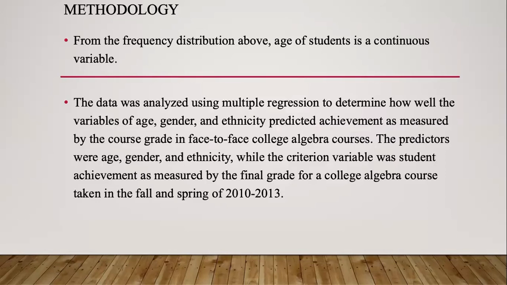The methodology used, from the frequency distribution above: age of students is a continuous variable. The data was analyzed using multiple regression to determine how well the variables of age, gender, and ethnicity predicted achievement as measured by the course grade in face-to-face college algebra courses. The predictors here were age, gender, and ethnicity, while the criterion variable was student achievement as measured by final grade for a college algebra course taken in the fall and spring of 2010 to 2013.